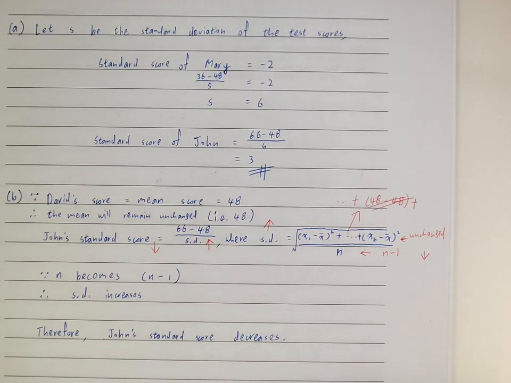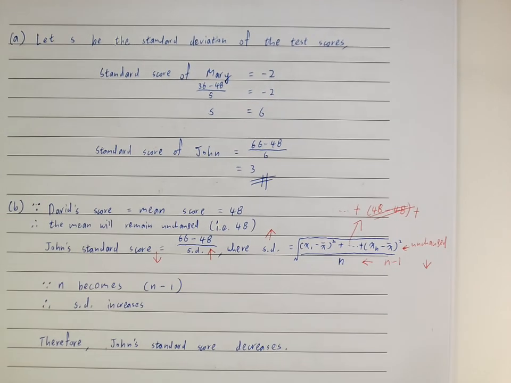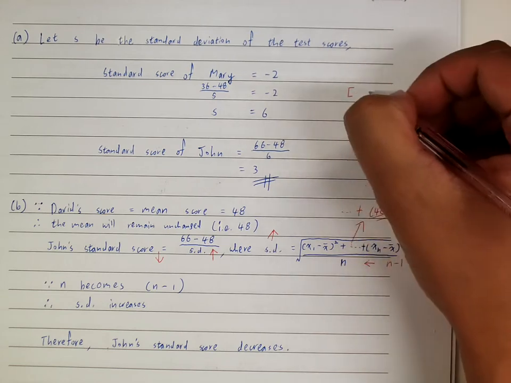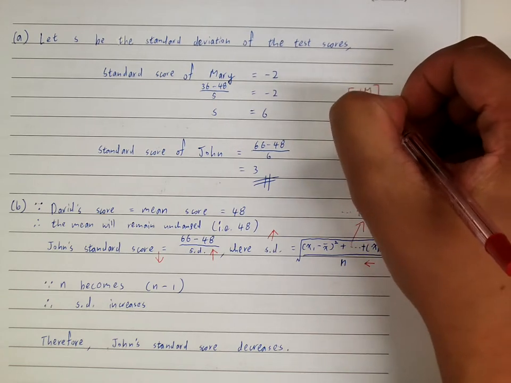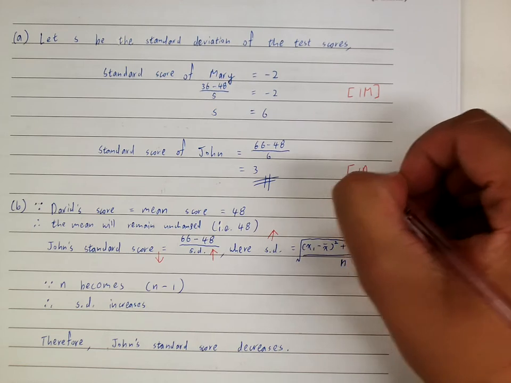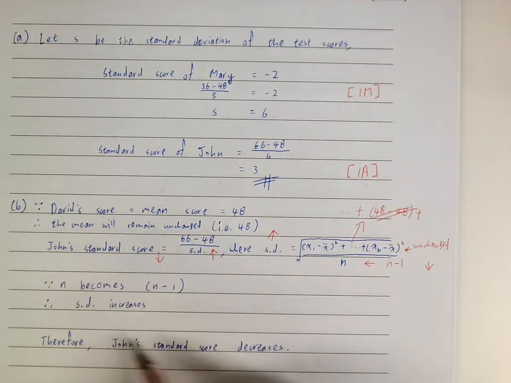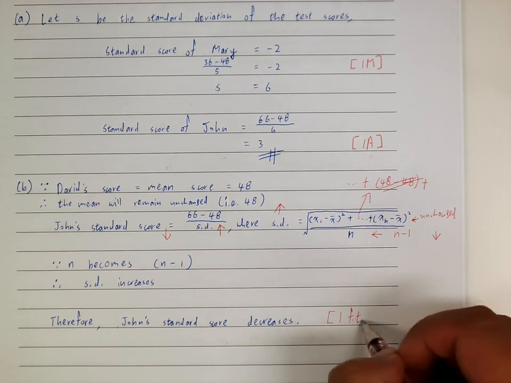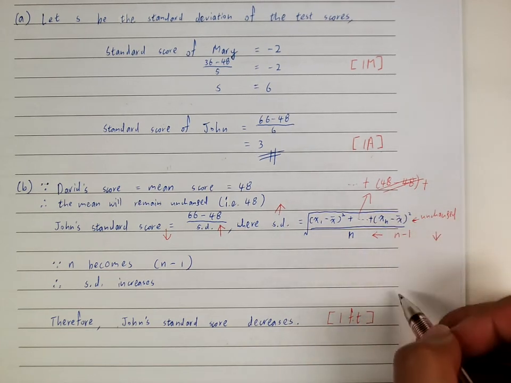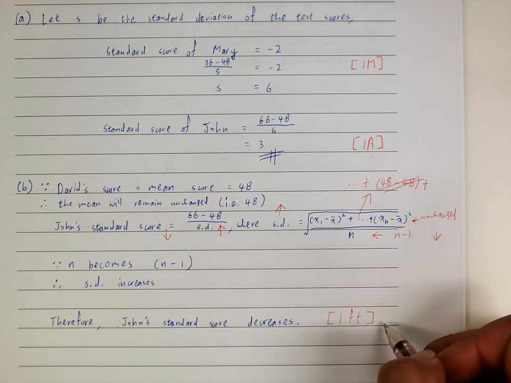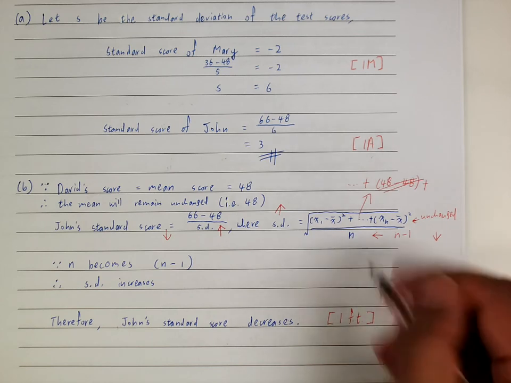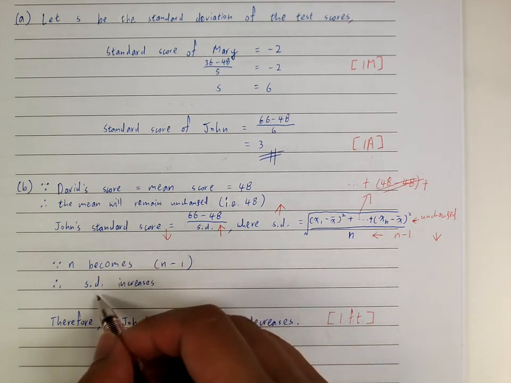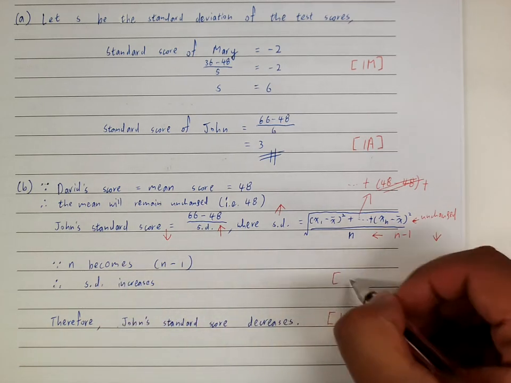And for senior form students, you may also be interested in the marking scheme. For part A, if you are able to list out the formula for standard score, 1M here, 1A for the final answer, obviously. And then for part B, 1 mark for the conclusion, we call it 1 follow through. If you got everything correct, then you get this 1 mark for the conclusion, and 1 mark goes to the description about the change in SD. We get 1M here.